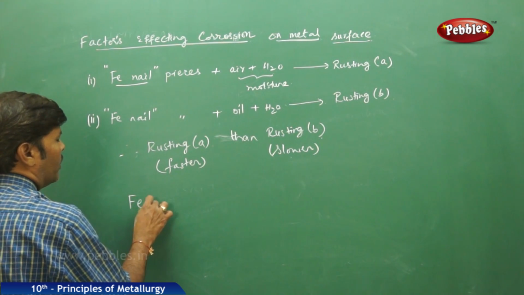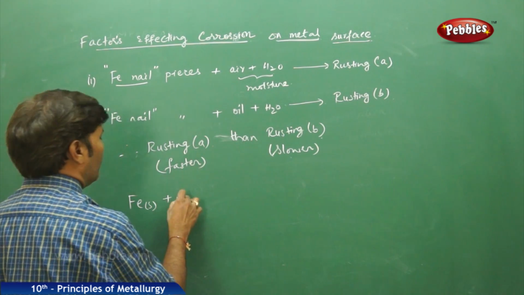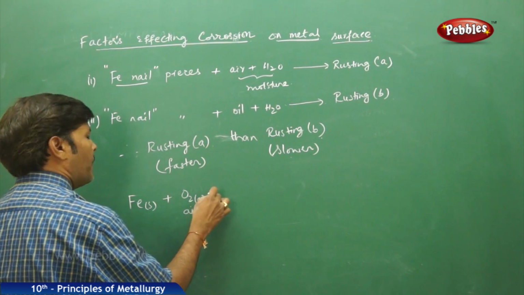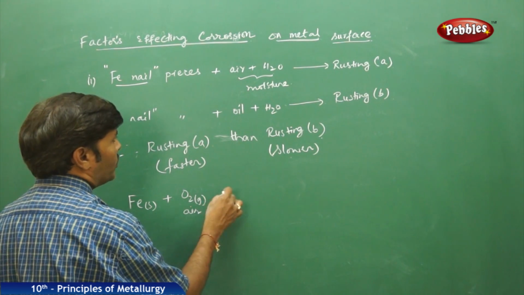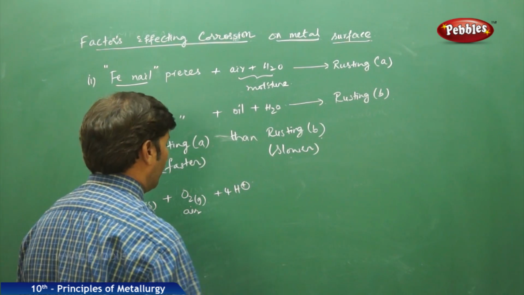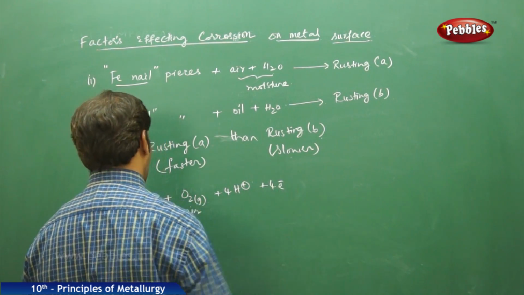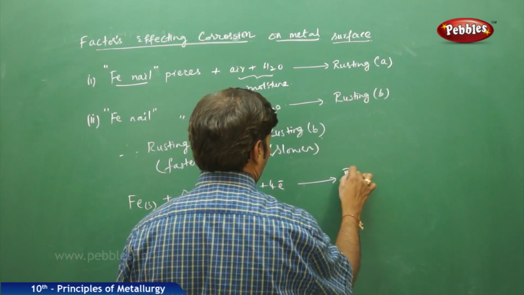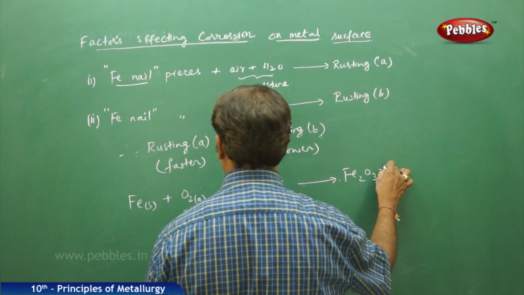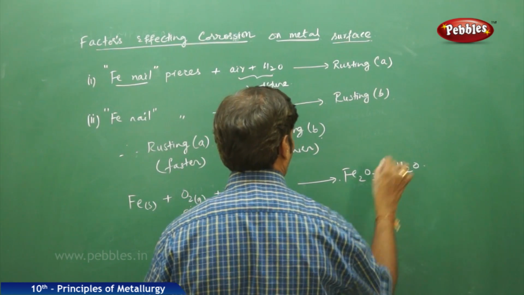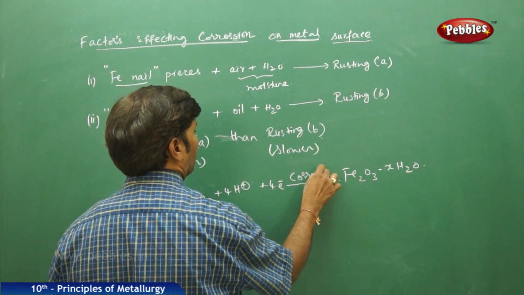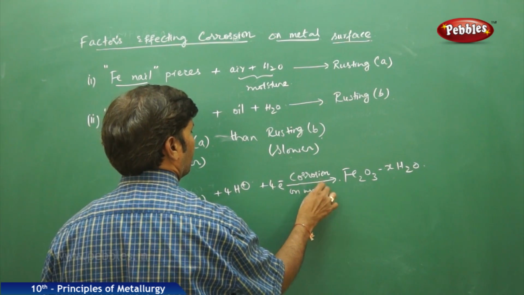Iron solid plus O2 gas, that is air, and if you take moisture, that is 4H+ ions plus 4 electrons, gives rise to, we can simply take this as Fe2O3·xH2O. That means rusting, corrosion on metal surface.